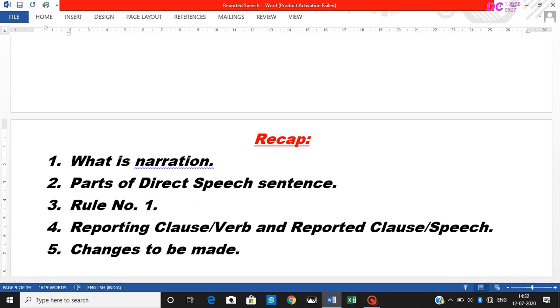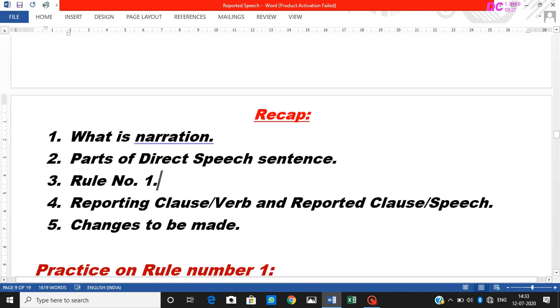Rule number one was: if the reporting verb is in past tense, all the tenses in the reported speech are changed in a certain manner. I explained that manner in detail, and we are shortly going to practice it in this lecture. Another point: the reporting clause or verb, and the reported clause or speech. These are the two main parts of a direct speech sentence. I explained these points also.